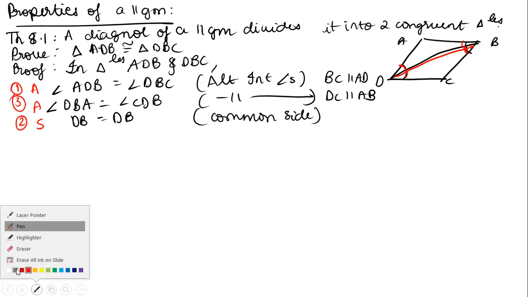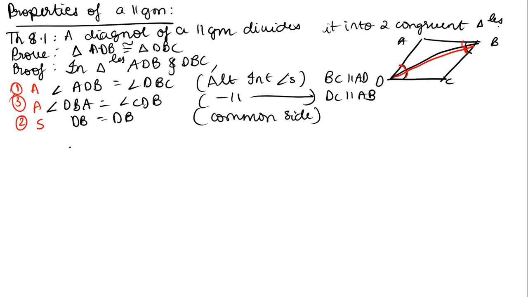If you haven't understood what this congruency is all about, please check out our videos about chapter 7, where we have explained all about how to do the congruency and everything in detail. There you can easily understand how to prove triangles congruent. So therefore, by ASA, we can say that triangle ADB is congruent to triangle DBC. Clear? So this is how we proved that this theorem is valid. I hope theorem 8.1 is clear. Let's move on to the next theorem.